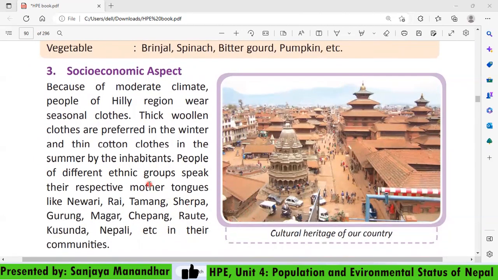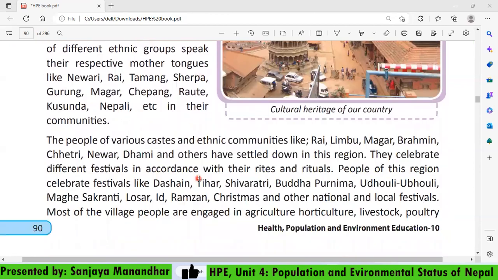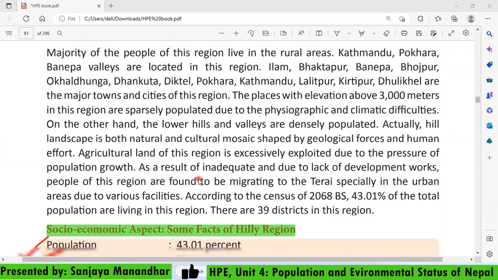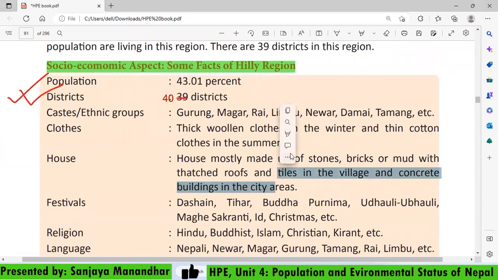So in the hilly region, what type of social and economic aspects are there? We will directly go to the points. We don't have more time. Look here. Population: 43.01%, or almost 43%, according to the 2068 BS census. 43% of people are living here in the hilly region. And there are 40 districts among 77 districts. Caste and ethnic groups: Gurung, Magar, Rai, Limbu, Newar, Damai, Tamangs, they live here.